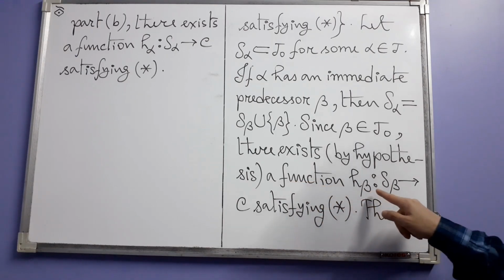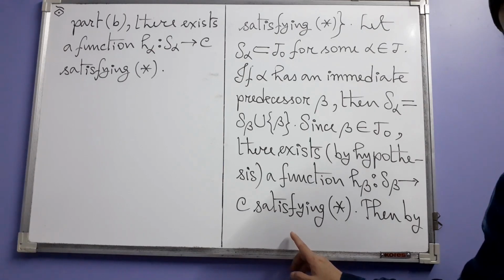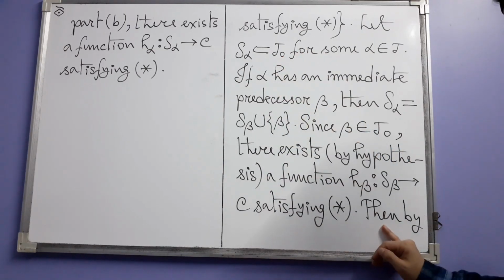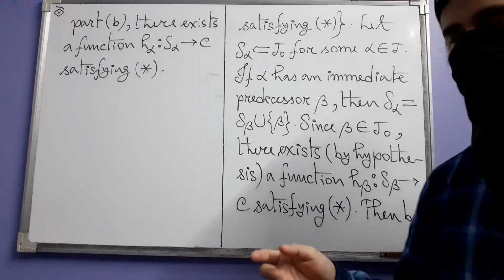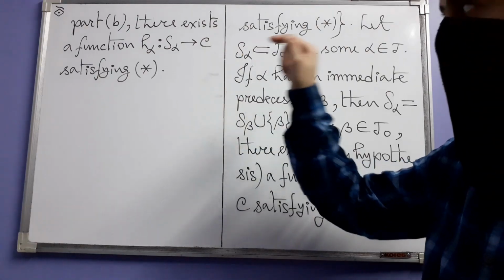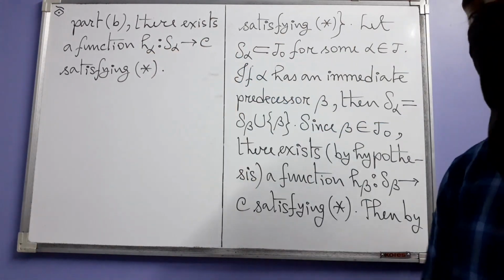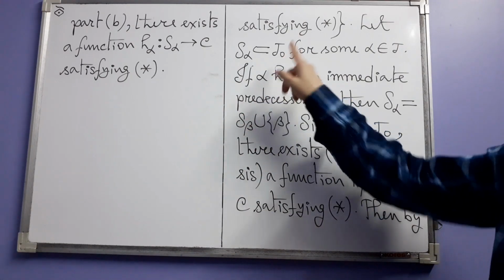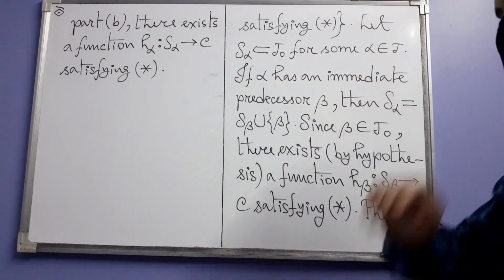So that is why beta belongs to J naught, and that is why by that hypothesis there exists a function h beta from S beta into C satisfying star, because that is the definition of J naught. Then by part B, you go to part B. Part B directly says that in that case there exists a function h alpha from S alpha into C satisfying star. So that way alpha will then belong to J naught. That is if alpha has an immediate predecessor.